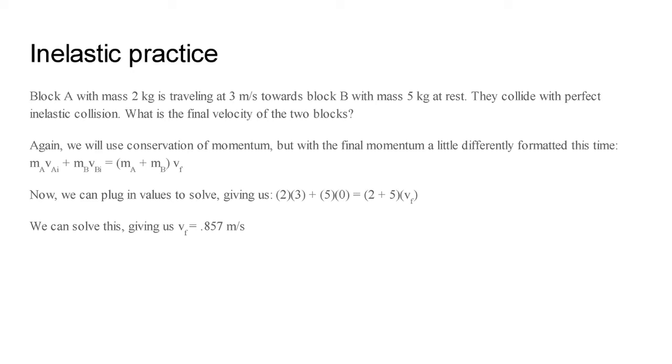Again, we will use conservation of momentum, but with the final momentum a little differently formatted this time. mA vAi plus mB vBi equals mA plus mB times vf. Now we can plug in the values to solve, giving us 2 times 3 plus 5 times 0 equals 2 plus 5 times vf. We then solve this, giving us our final velocity as 0.857 meters a second.